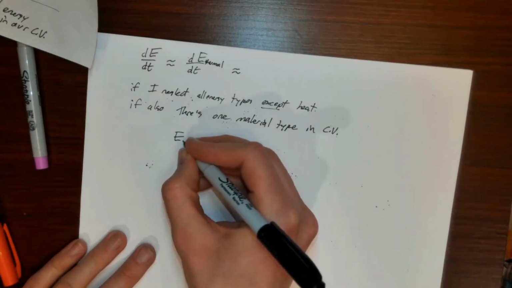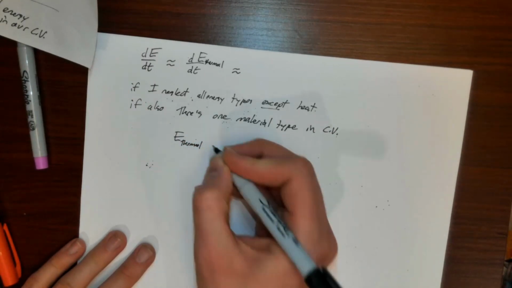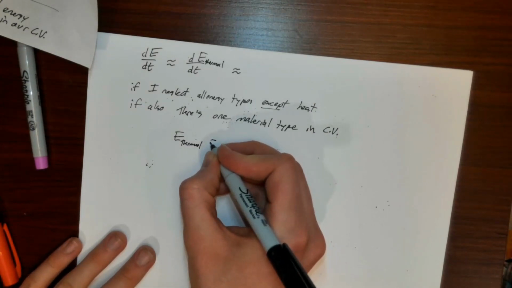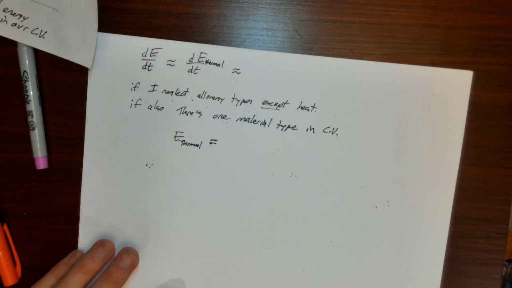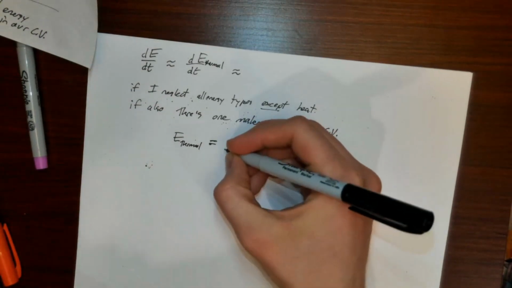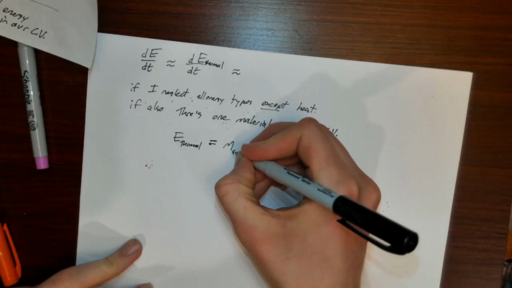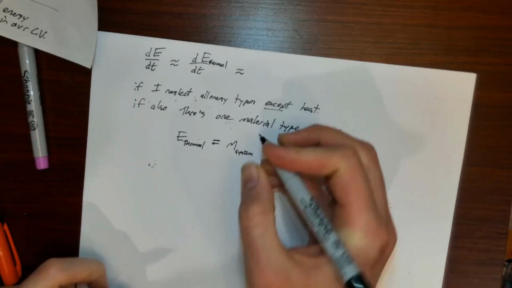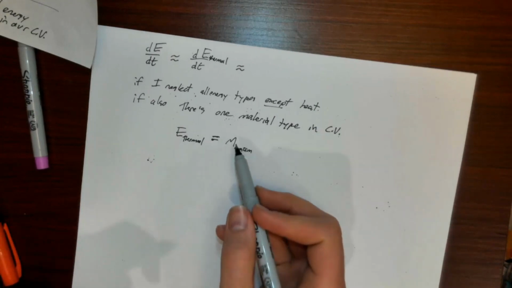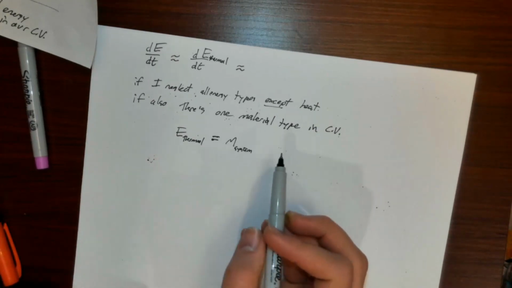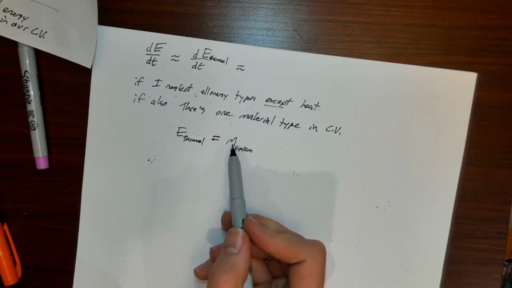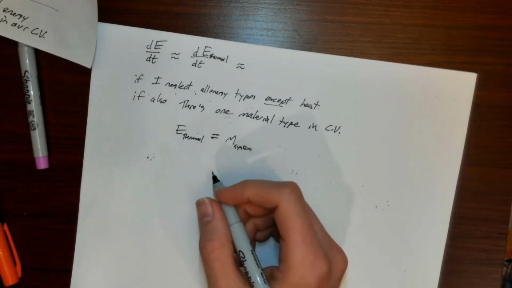So the thermal energy in my system is proportional to a couple of things. The first thing it's proportional to is the amount of mass in my system. The more mass I have in my system, the more heat there is. Every kilogram of everything in the universe has some thermal energy stored in it. So the more stuff we have in our system, the more thermal energy is in there.